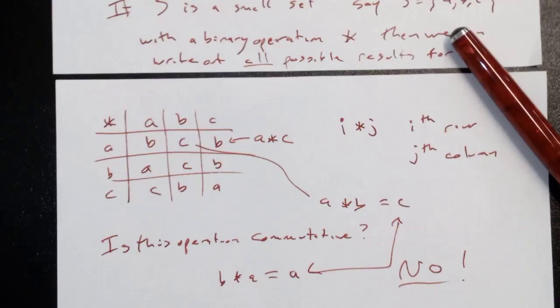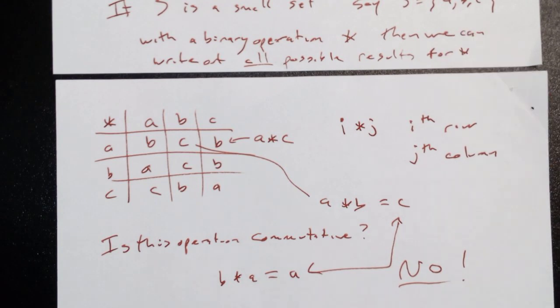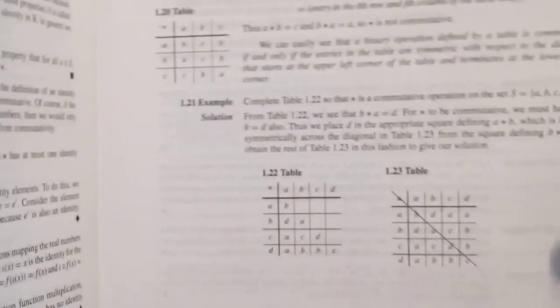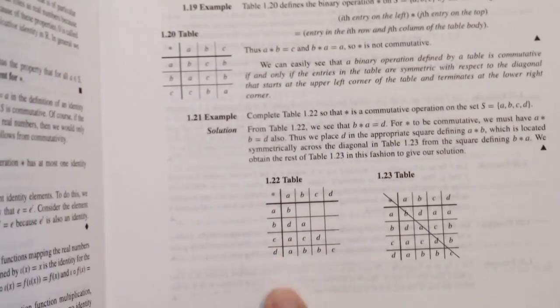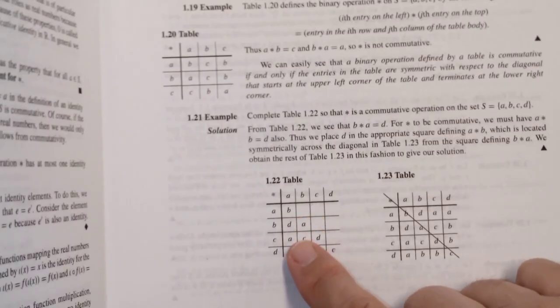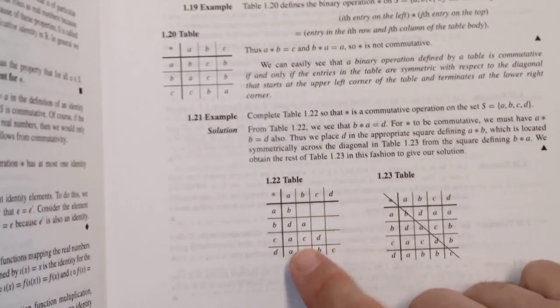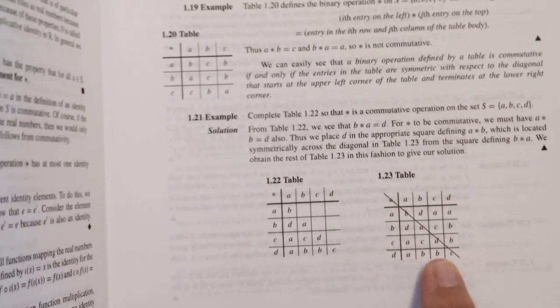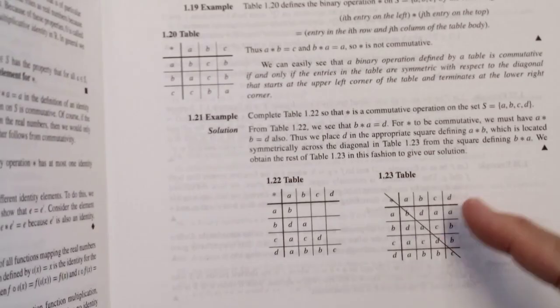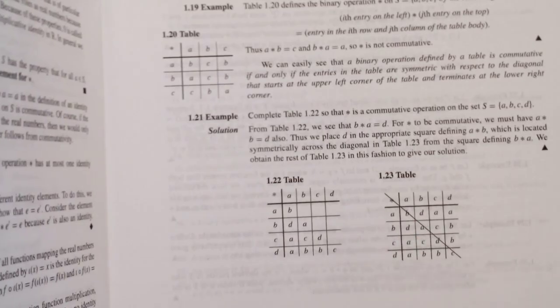Page 15, tables 22 and 23 show you a way of saying, oh, if this is commutative, then I can fill in one half of the table from the other. If this is actually a commutative behavior, then that D should have to go there, and that A should have to go there. And I can fill in these upper 6 spaces with the same 6 elements that are down here. Just fold it over that diagonal line.